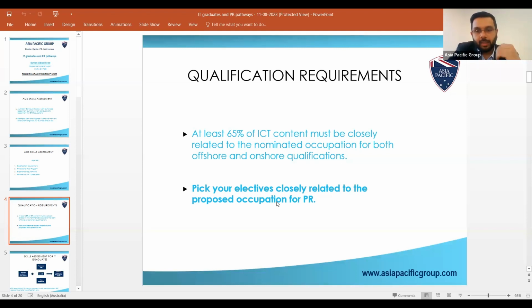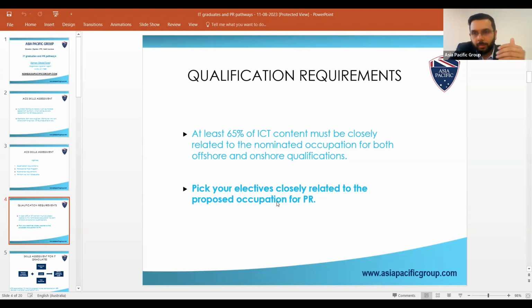If your subjects lean towards business analytics or business intelligence, you will not be able to get a software engineer assessment based on that. You will not be able to get a networking assessment based on that. So we have to be careful. What are the electives? That's also another element.